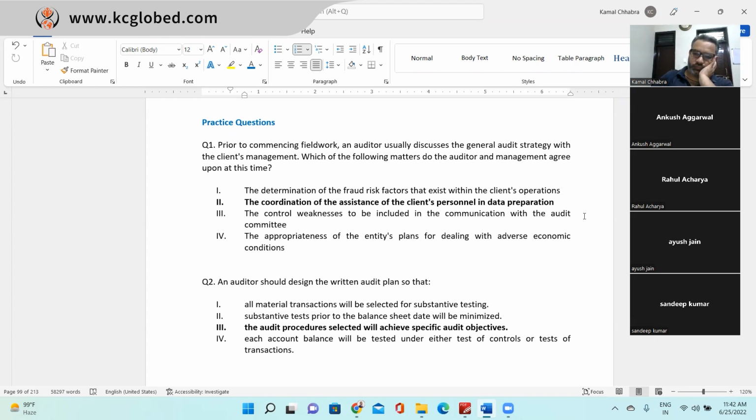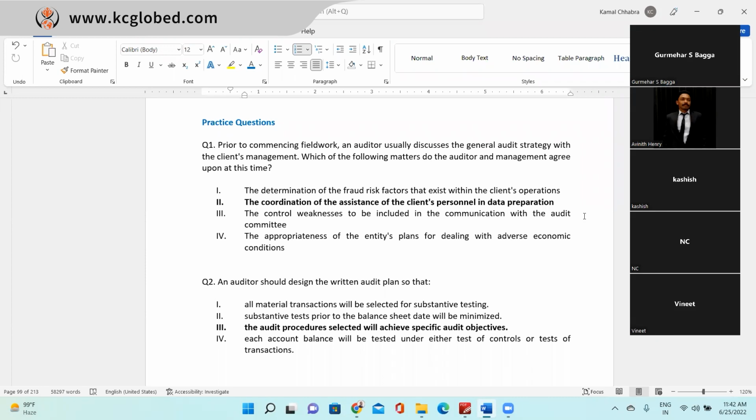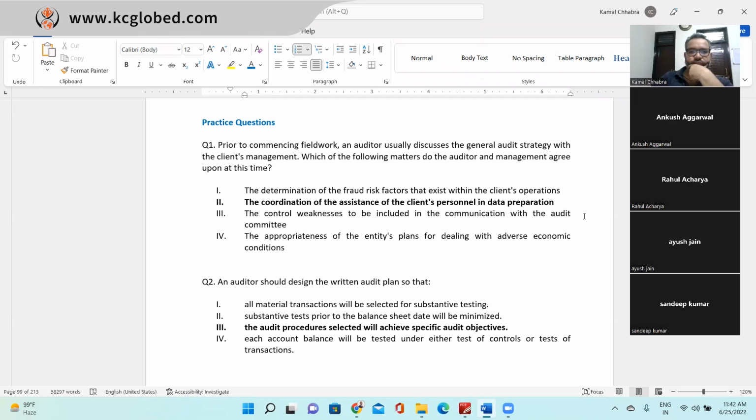I think it should be the second one because in discussing the strategy, you said that it's high level, it's an overview of the entire audit that we are going to conduct, and we are deciding the strategy. All the other factors which are given in points 1, 3, and 4, all those are very specific, like fraud risk or control weakness.